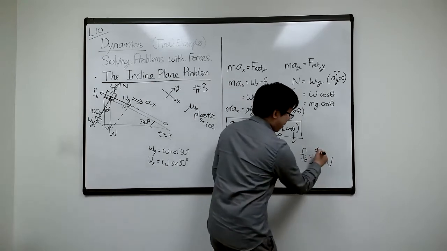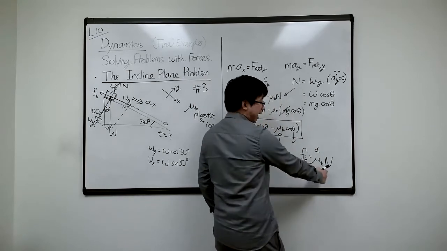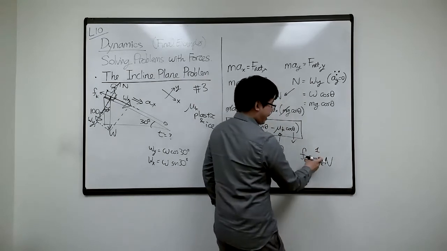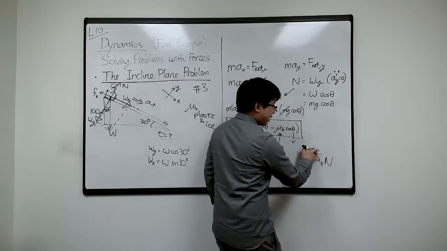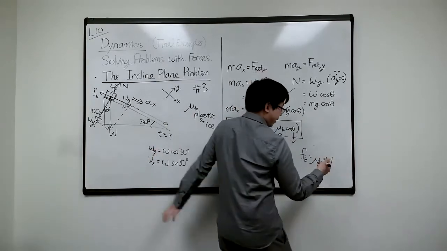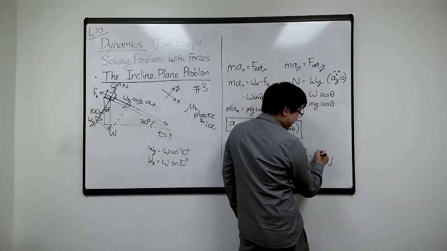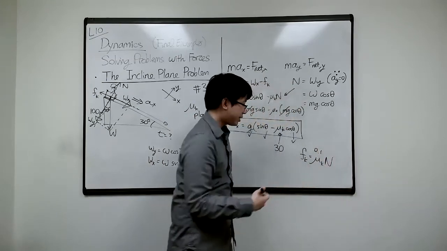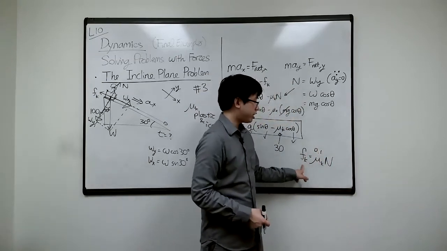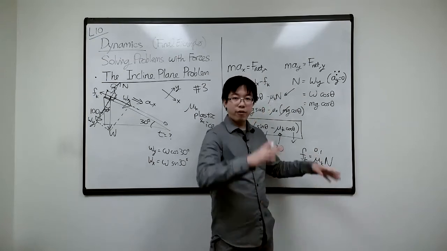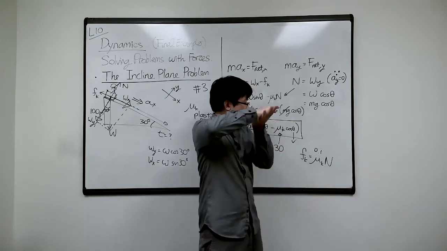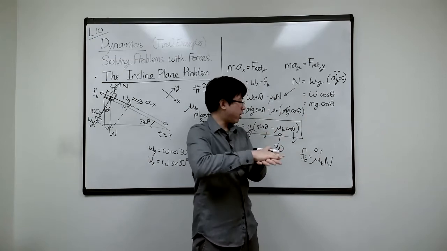If this is 1, that means the friction force is the same as the normal force. If it is a very small friction, like plastic and ice maybe, or metal and ice, this might be 0.1 or 0.01, something very small. So that means the friction is going to be just a small fraction of whatever the normal force is between the surfaces of contact.